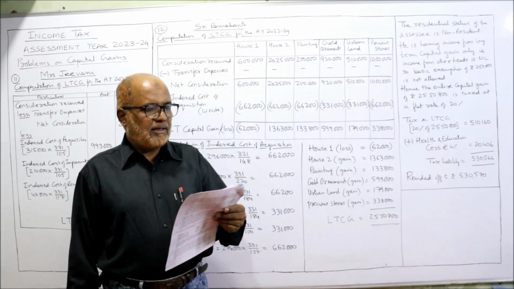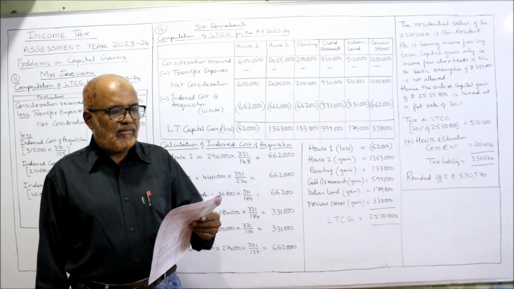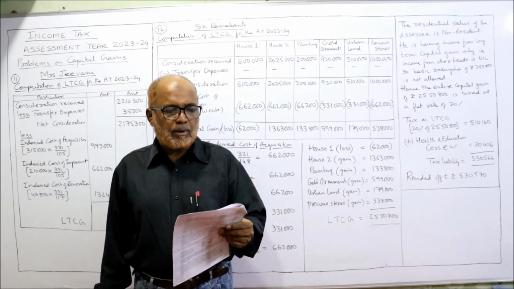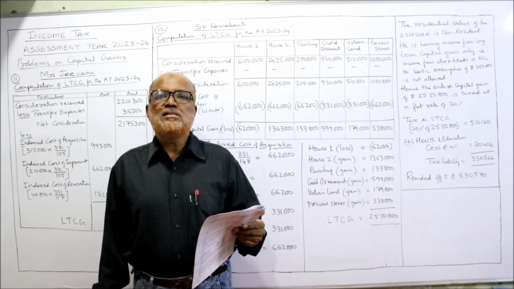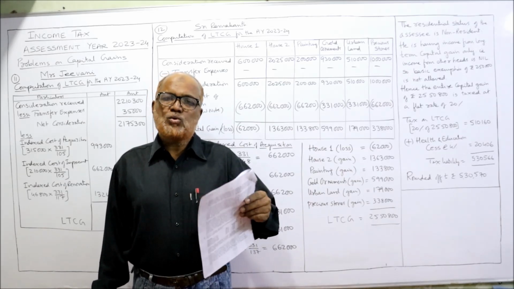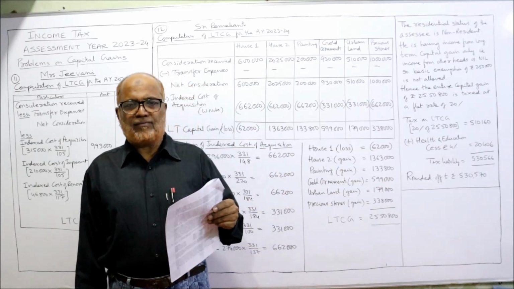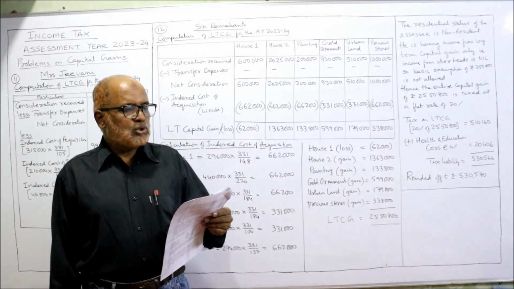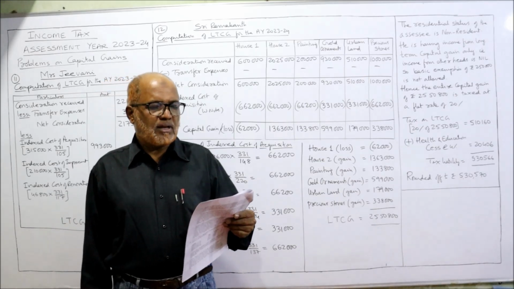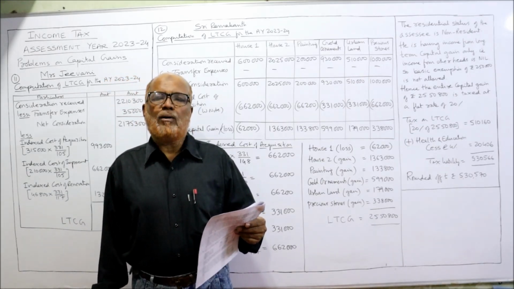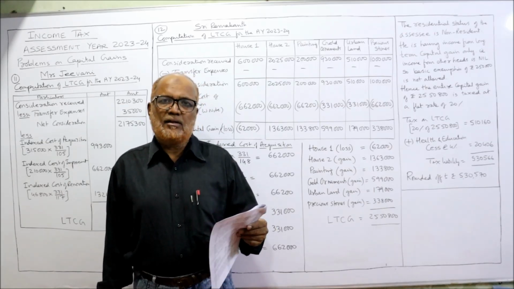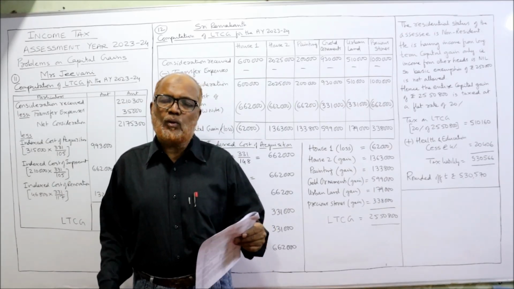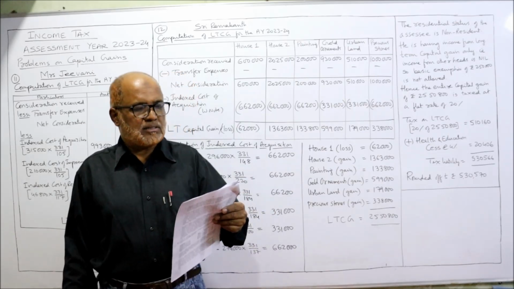Sri Ramakant, a non-resident Indian, is leaving to America to settle there permanently. First point is the assessee, Sri Ramakant, is a non-resident. He is going to settle in America permanently. He sold the following assets in India during the previous year relevant to the current assessment year. Our current assessment year is 23-24. Previous year is 22-23. So during the previous year 22-23, he has sold some assets.